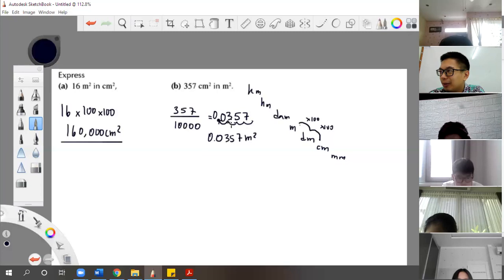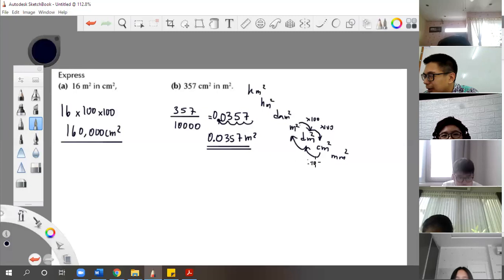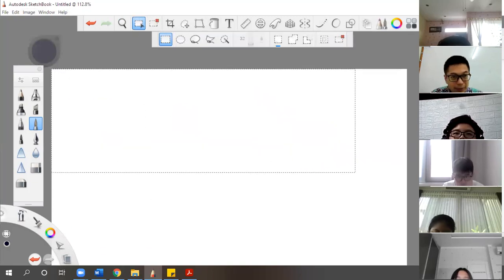When the number is divided, the decimal goes left, according to the divisor. That's the way you do it. Very simple. If it is square, I forgot to put this, sorry, you have to put square. Use the arrow. If I'm going up, divide by 100, divide by 100, or over 10,000. That's simple.